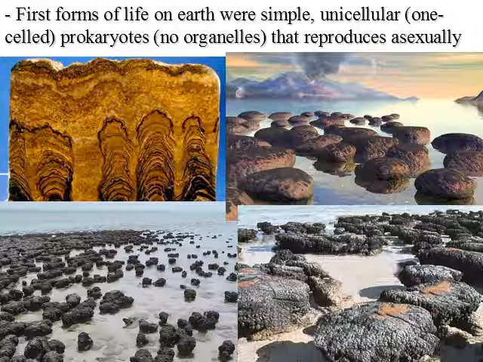So let's dive into that first one. As I said, the first forms of life were what we would call simple: unicellular, one-celled prokaryotes with no organelles. And because they're unicellular, we assume they reproduced asexually, because that's how we know all unicellular organisms today reproduce. This is probably the best approximation of an example of that.